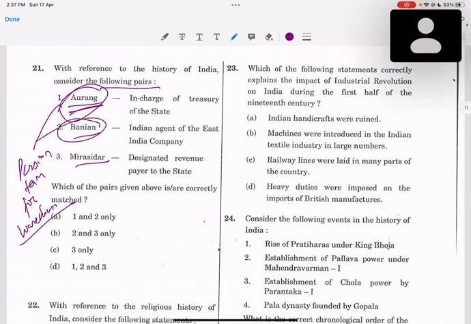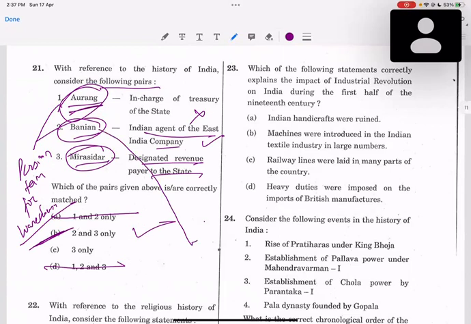Right? Bania, yes, he was the Indian agent of the East India Company. 2 is correct, 1 is wrong. If 1 is wrong, definitely this option is gone. 2 is correct. So through this also you can attempt. B is the answer. Mirasidar, yes, he was a designated revenue payer to the state. And if you look at Bania, UPSC had asked a question in the previous year also. That trader-based question came where the keyword was Banjara.